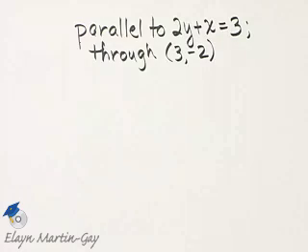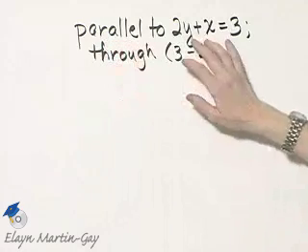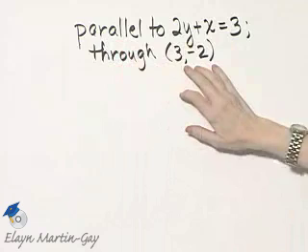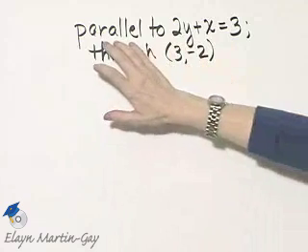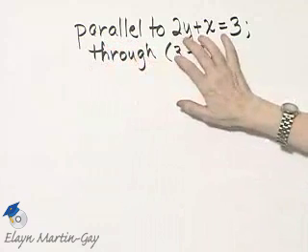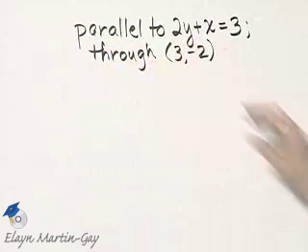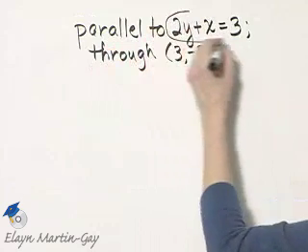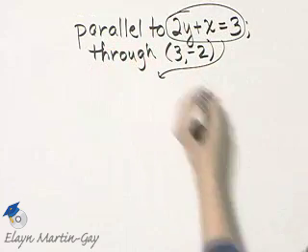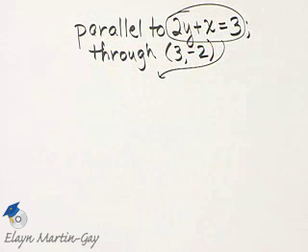Let's write an equation of the line that's parallel to this line through this point. Since we want a line parallel to this line, we need to find the slope of this line. How do we find the slope of this line? There are many ways, but we'll find the slope by solving this equation for y.